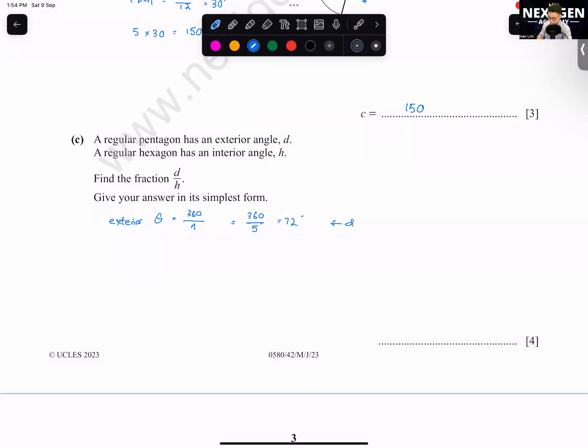The second statement, interior angle. How to find interior angle? The formula is n minus 2 times 180 over n. This is a hexagon, so n is equal to 6. 6 minus 2, you can straight away write 4 times 180 over 6, which is 120 degrees. This is H. So if D is 72 and H is 120, we can find the fraction. D over H is 72 over 120, which is 3 over 5. Nice, 4 marks already. Not too hard, right?